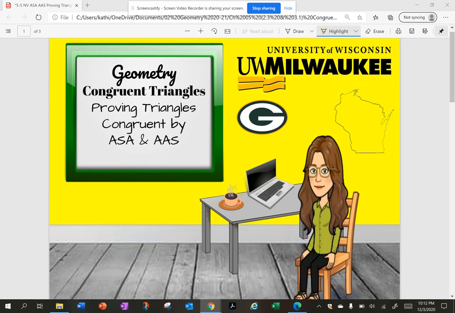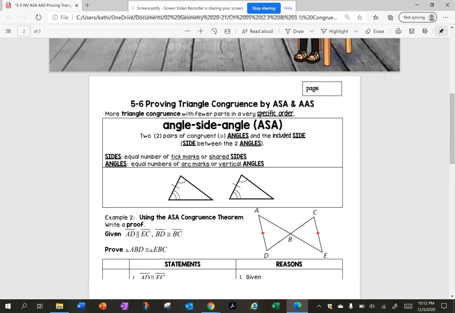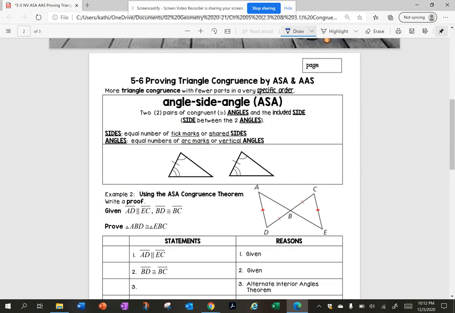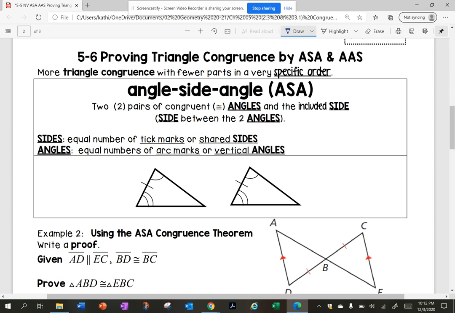Today's lesson is on proving triangles congruent by angle side angle or angle angle side. We have already talked about that there's 6 parts to a triangle, 3 angles and 3 sides. But I don't need to name all 6 parts congruent to say I have 2 congruent triangles. I can do 3 parts, but they have to be in a specific order. One of those orders is called angle side angle.